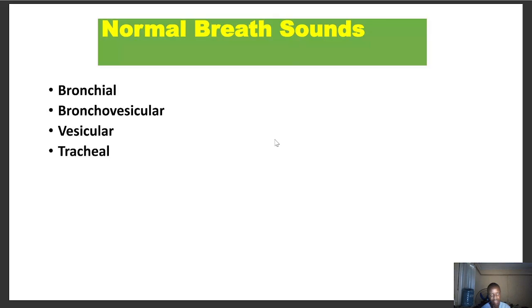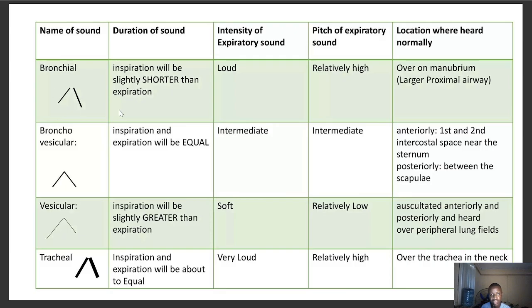So we have the bronchial, bronchovesicular, vesicular, and tracheal. So these are always the normal breath sounds. Whenever you are asked in your exams about the normal breath sounds, we talk of bronchial, bronchovesicular, vesicular, and also tracheal. So they are 4 in number. And this table tries to show us how we can differentiate between the 4 breath sounds.